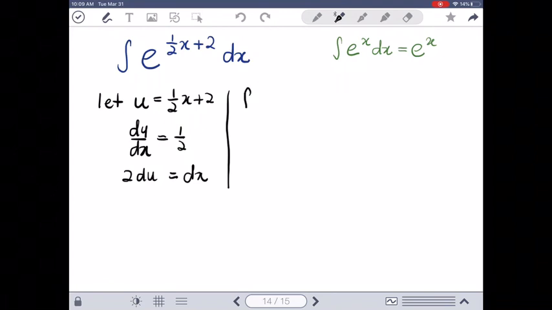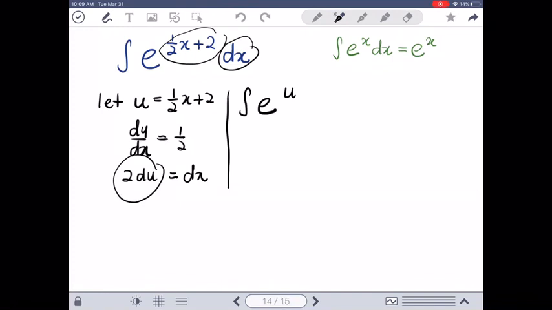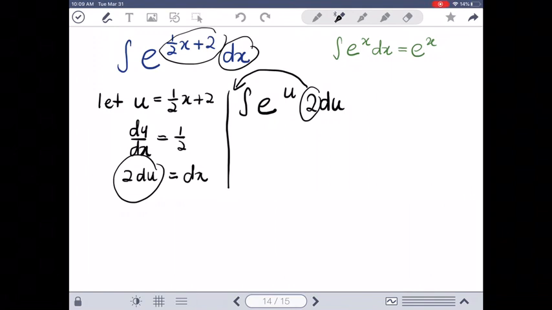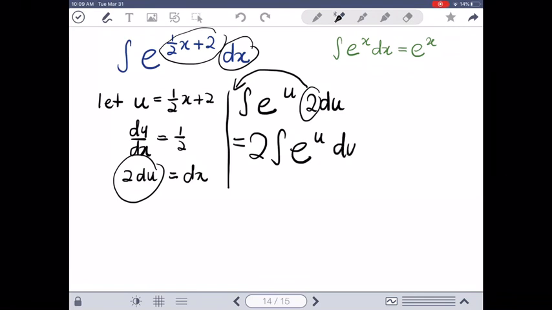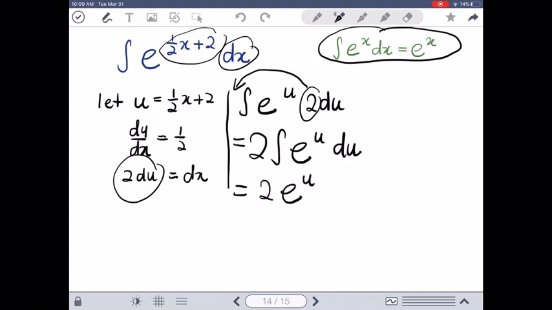integration function. So we have negative integration of e to the power of u, this is your u, and dx is just equal to 2 du. And again, the constant can be brought outside, so it becomes 2 times the integration of e to the power of u du. Integration from the basic formula, we will get 2 e to the power of u plus c, because the integration of e to the power of u is just e to the power of u.